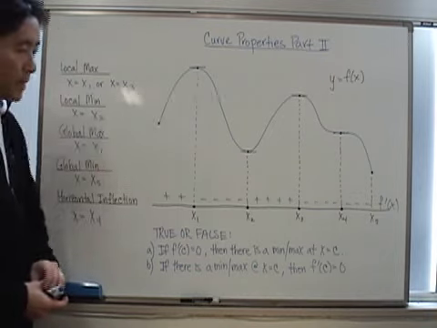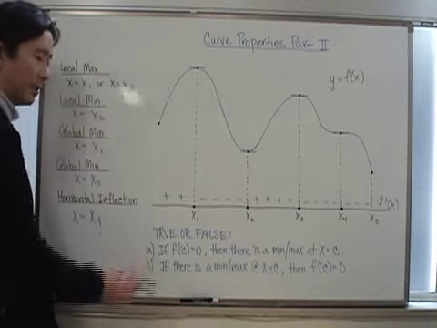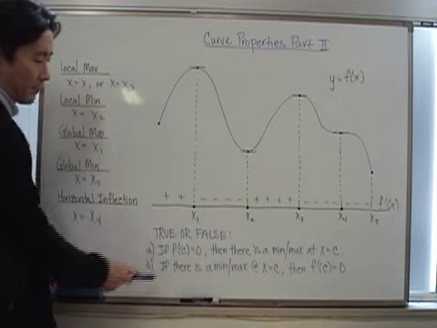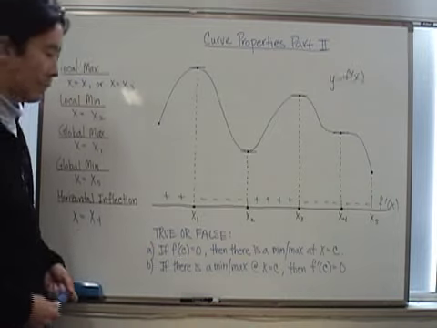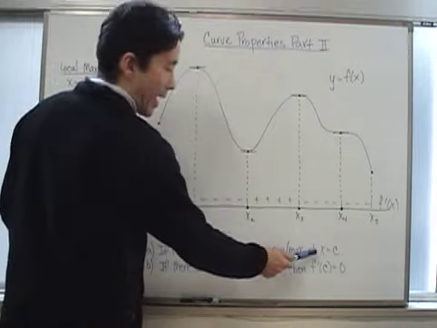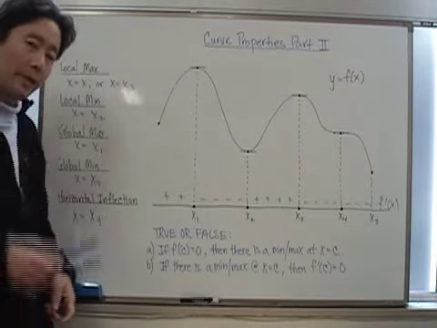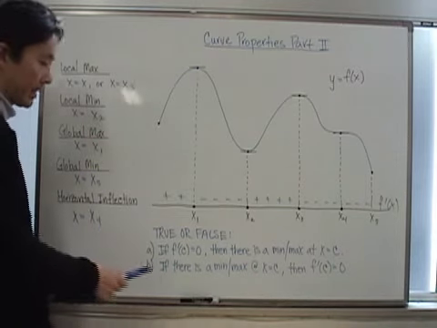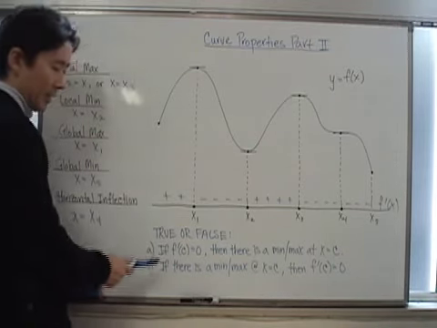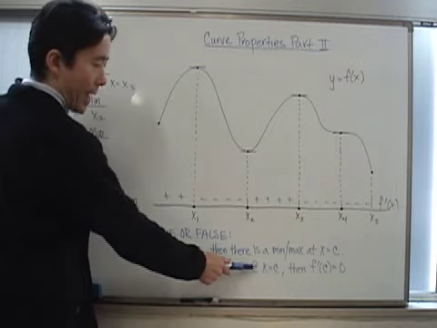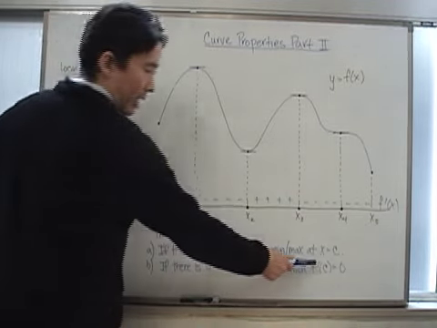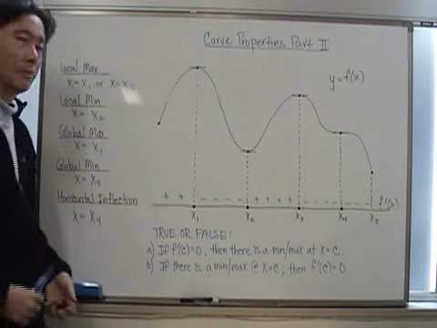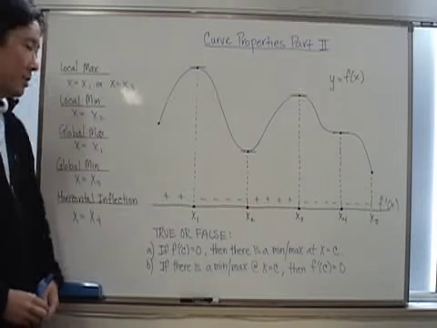Okay, so based upon that information, I want you to go ahead and answer this. It's either true or false. If f prime of c is equal to 0, then there is a minimum or maximum at x is equal to c. Okay, is that true or is that false based upon what we've done here today? The second thing that I would like you to answer is this. It says if there is a minimum or maximum at x is equal to c, then f prime of c is equal to 0.